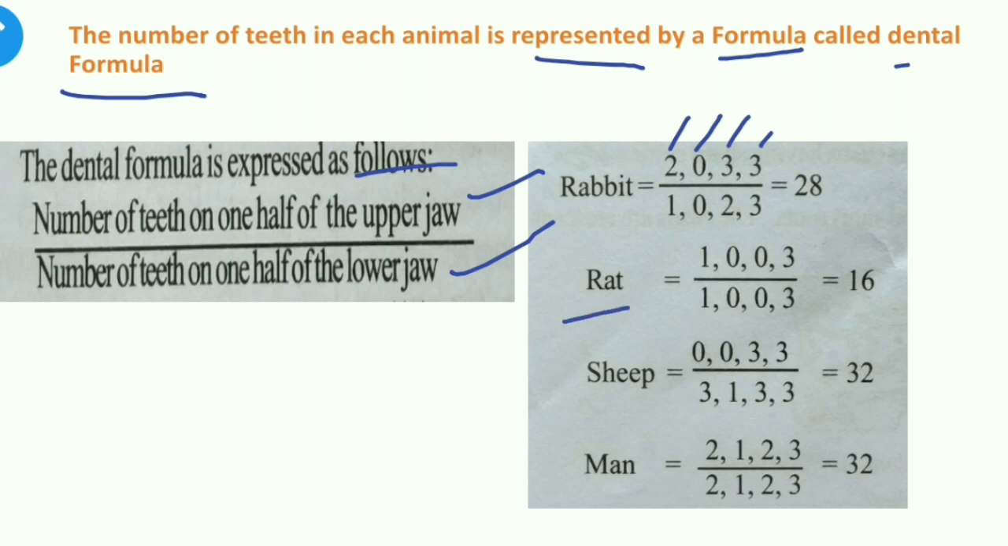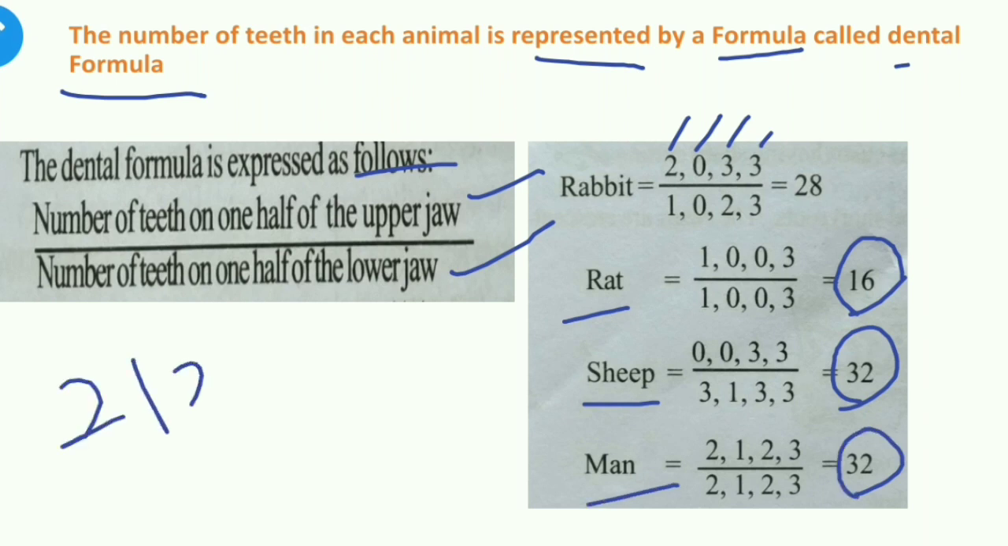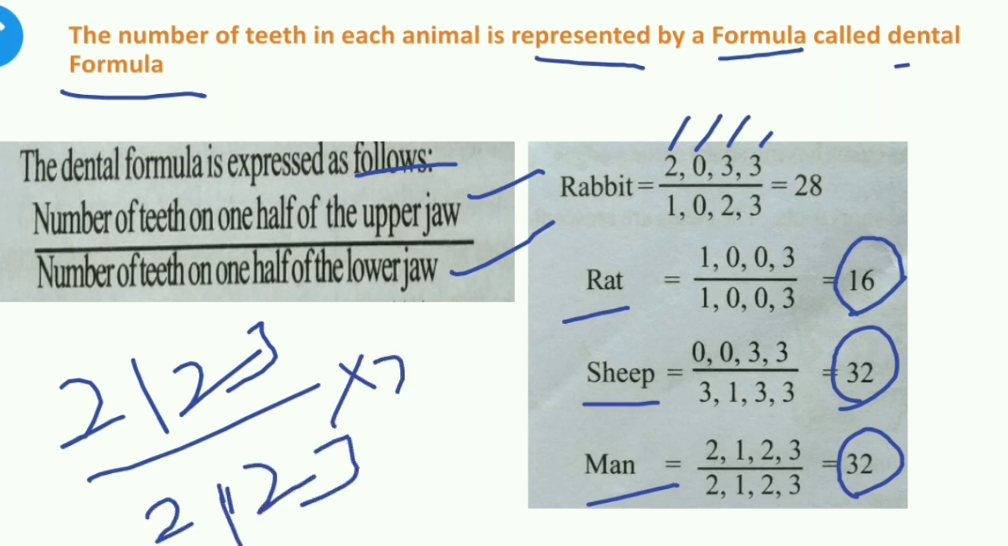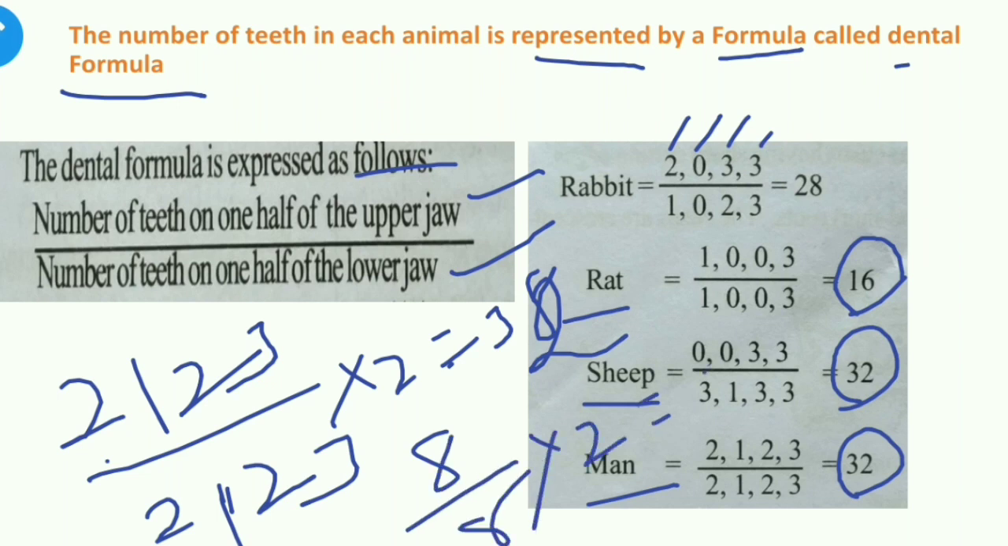Next, the rat: 1003 by 1003, total 16 teeth. Next, sheep: 0033 by 3133, total 32. In man, 2123 by 2123, total 32. So 2123 by 2123 into 2: 2 plus 1 plus 2 plus 3 is 8, so 8 by 8 into 2 equals 32.